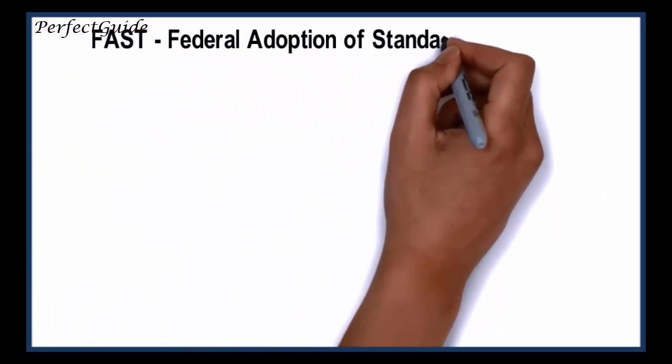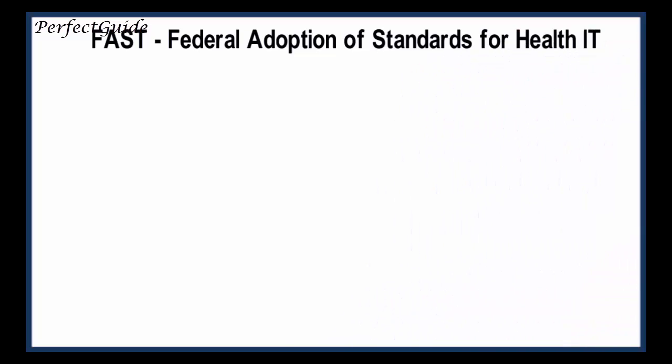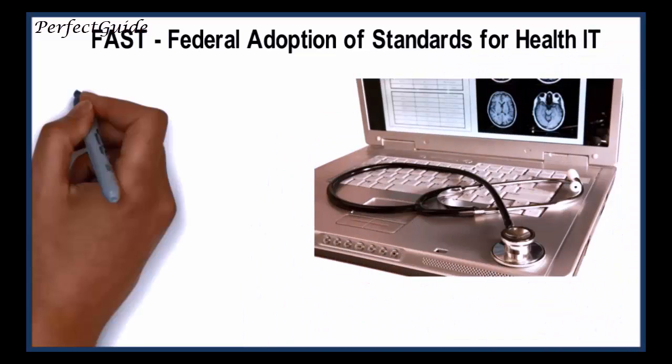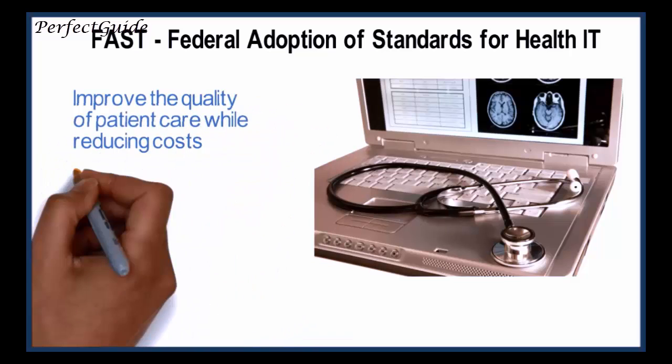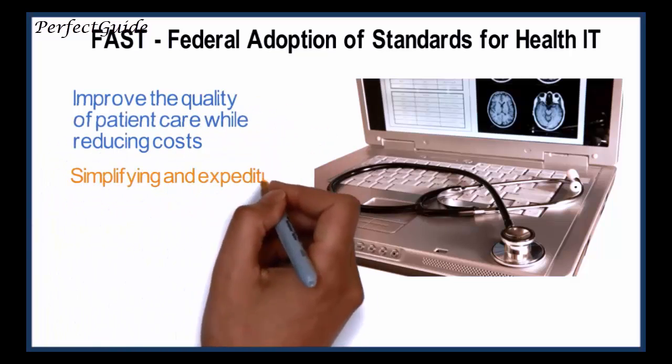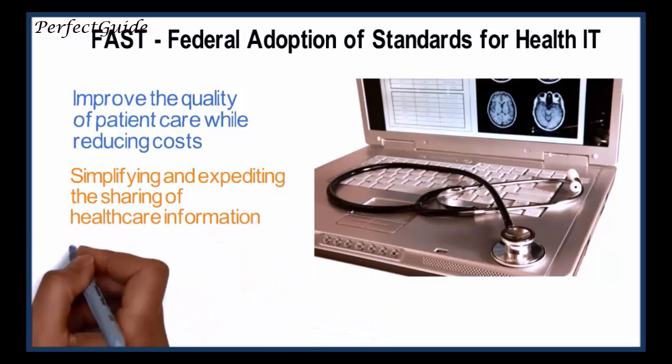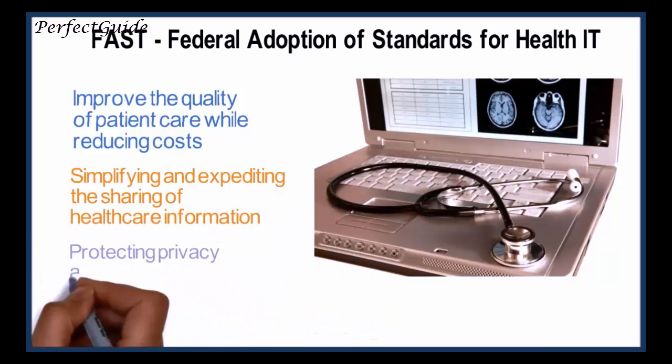FAST is Federal Adoption of Standards for Health IT. FAST is a set of standards intended to improve the quality of patient care while reducing costs by simplifying and expediting the sharing of healthcare information while also protecting privacy and security.